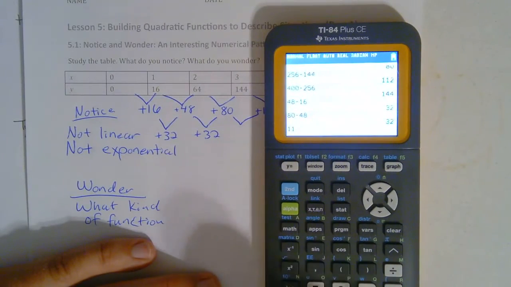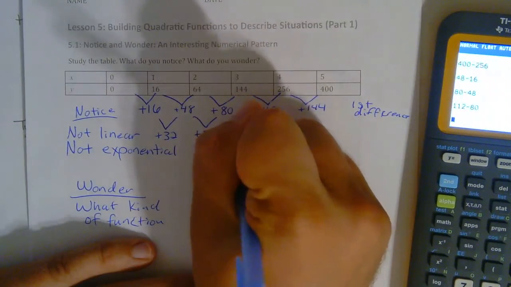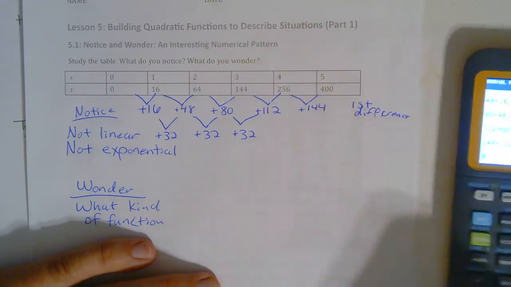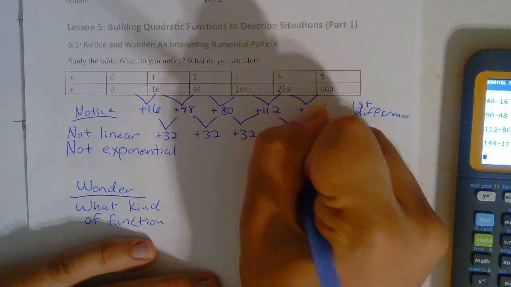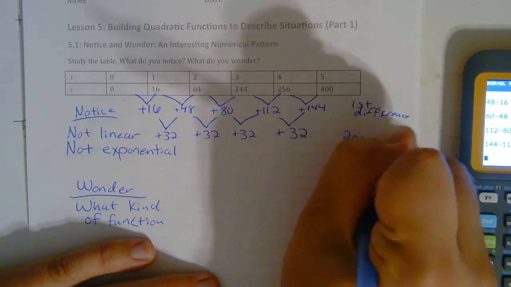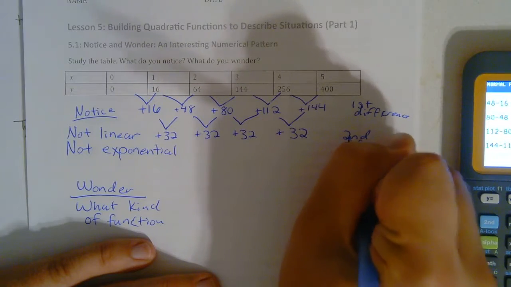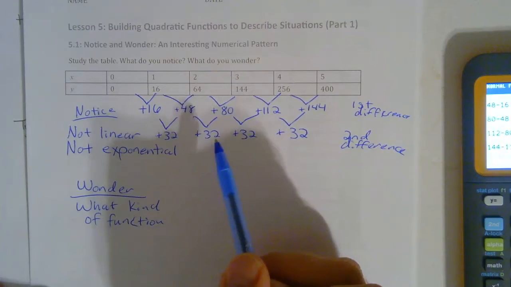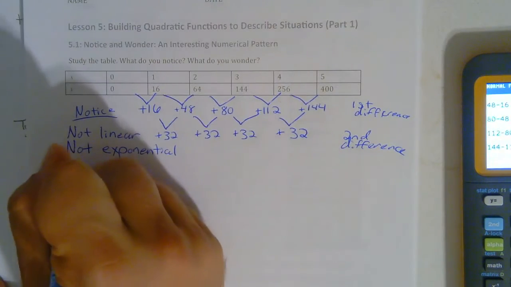112 minus 80, get 32. And 144 minus 112 is 32. So this is called the second difference. And that's new. But one thing that I noticed then is the second difference is constant.